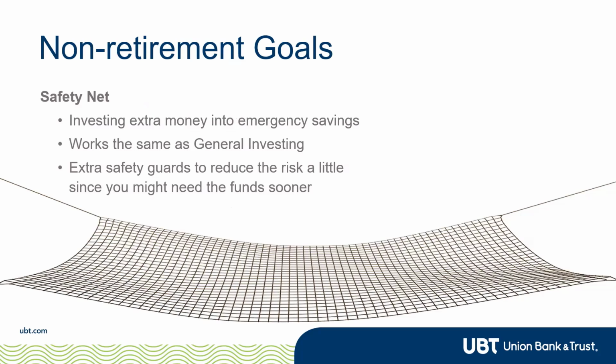Safety net is the goal to use if you need to add to your emergency savings. As with general investing, a target date is required when selecting safety net. However, we don't use a target date since there is no glide path that impacts your asset allocation over time. There are safety guards within the goal to reduce the stock exposure, somewhere between 50 and 20%. For example, let's say your risk score is 50, then your goal stock exposure will be 35%, right in the middle of 50 and 20%. We do this since you might need your funds sooner than you think.